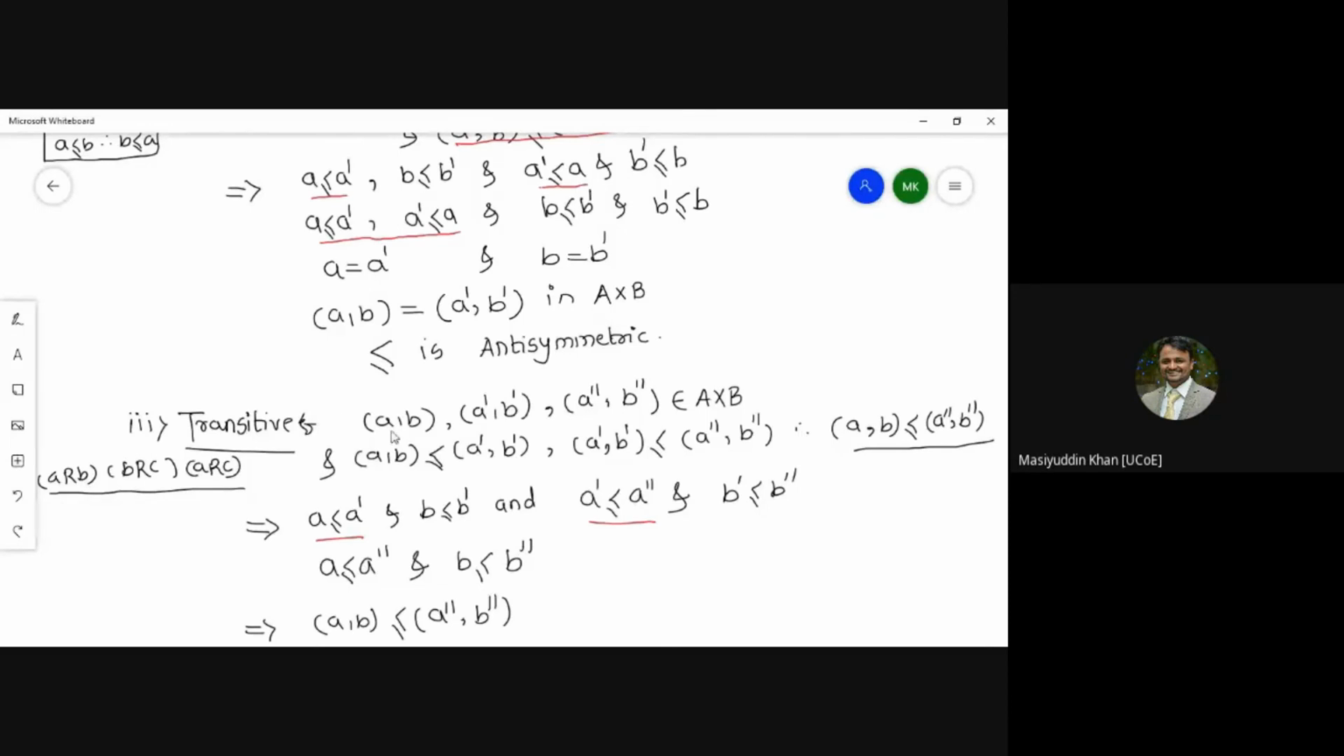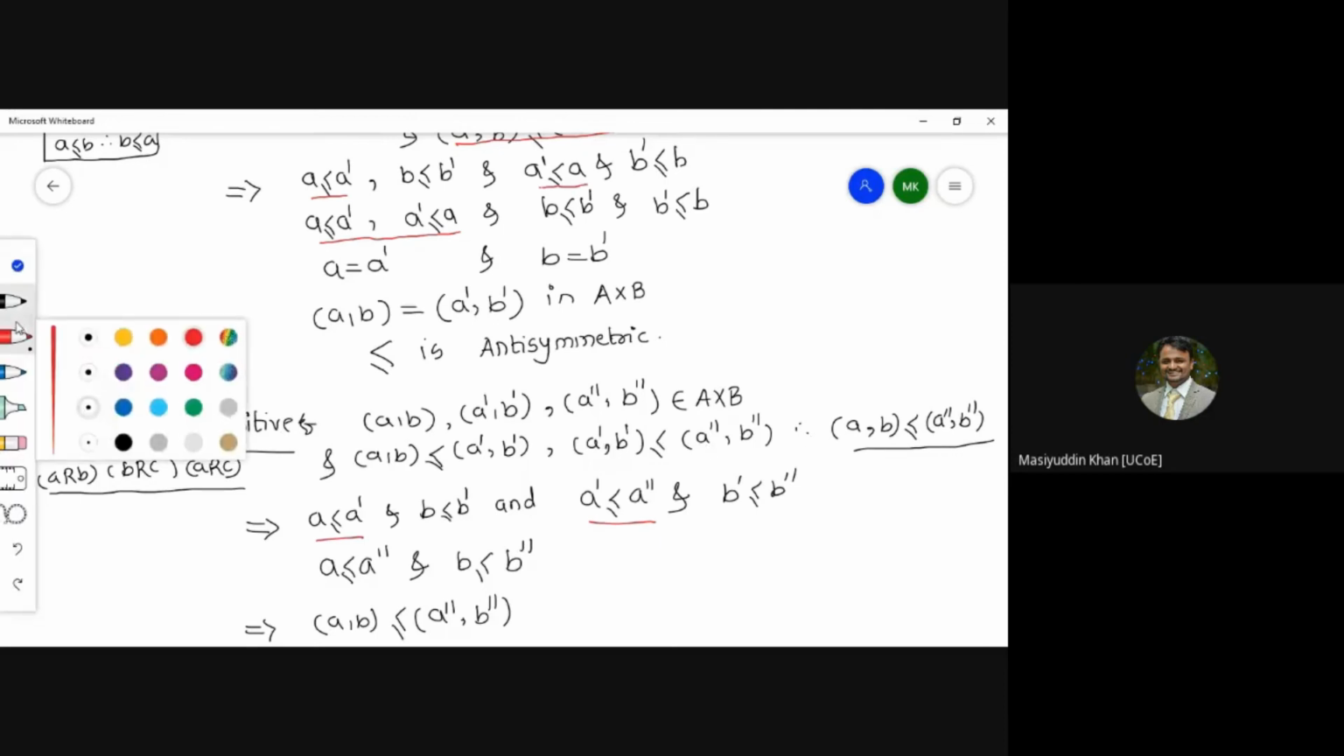But here, a means (a, b), b means (a', b'), and c means (a'', b''). So we define the relation clearly as ≤. So (a, b) ≤ (a', b'). Whatever the relation is defined, according to transitivity we have to prove this part. These two things are given, so by using these two conditions, we have to prove this part.